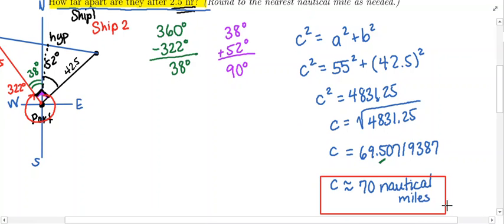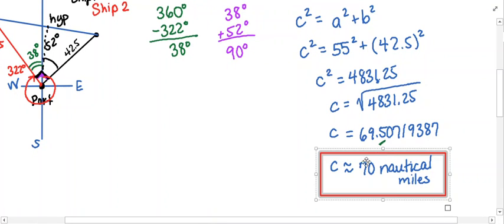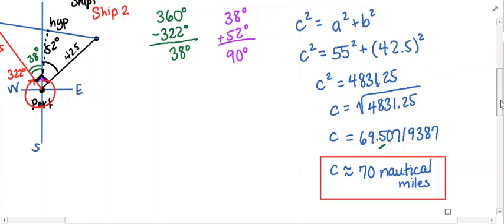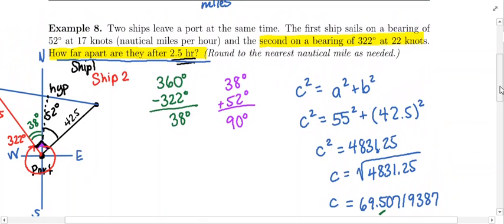And that's it. We are done. This problem was made more difficult by having to factor in the speed, using the speed to calculate the distance. But remember, if you see a problem like this, you can refer back to this example to remember how to do that.